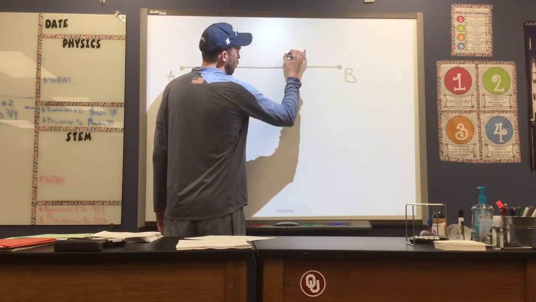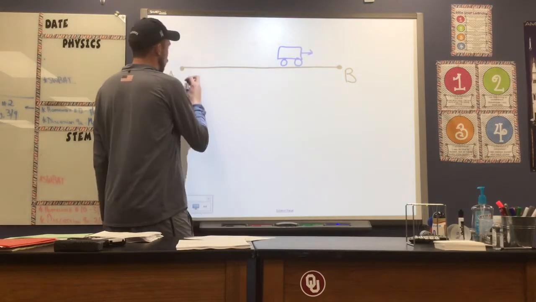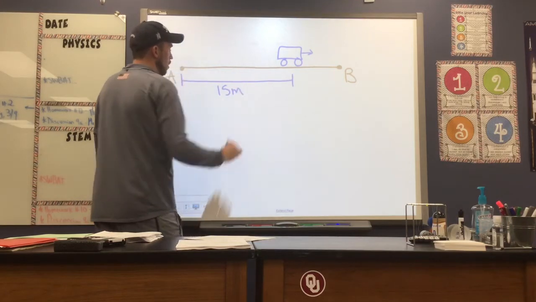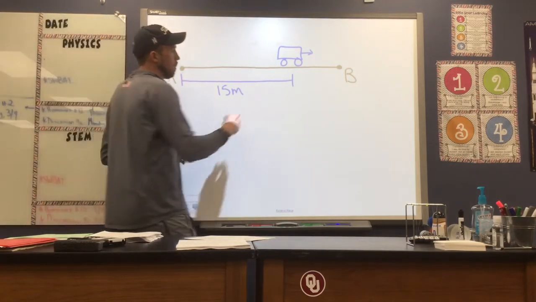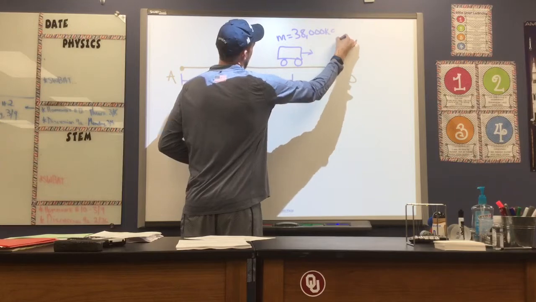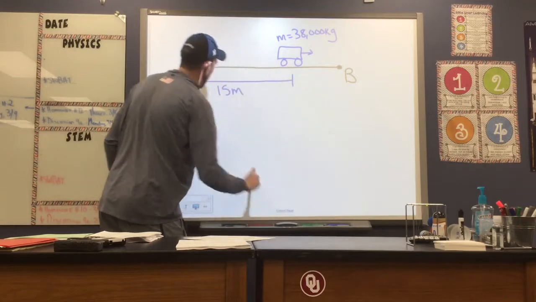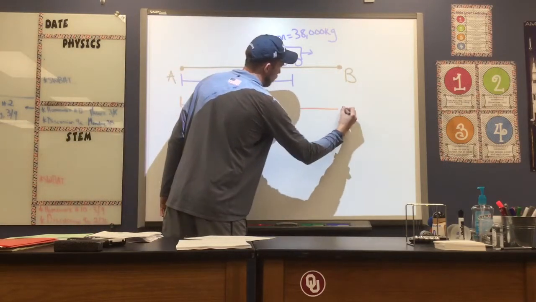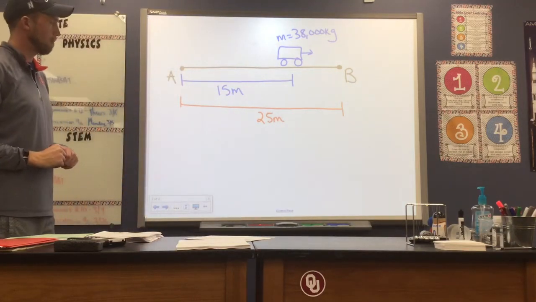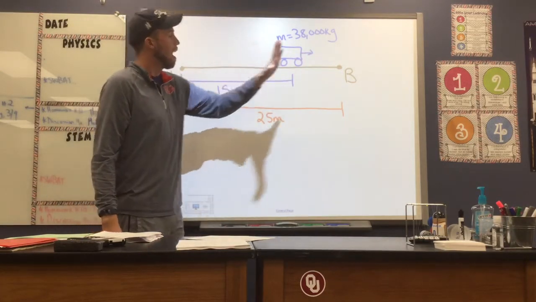And we're told that the bridge has a truck on it at some point. And we're told that truck is located 15 meters from the left end, point A. And we're told the truck has a mass of 38,000 kilograms. And we're also told the total length of our bridge is 25 meters. I'll draw that in here. 25 meters. Okay, and we're looking for the support, the normal force, at point B.